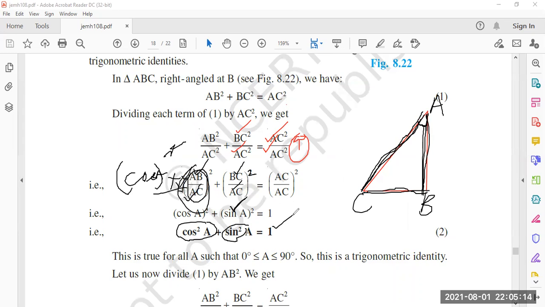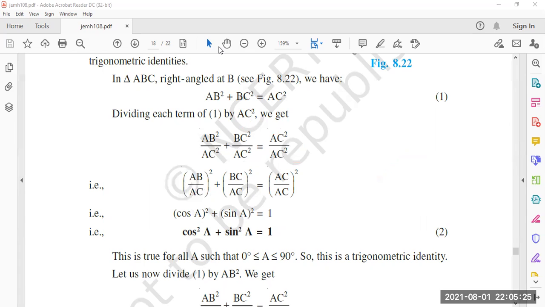So whatever you see here now in the bold letters, cos square A plus sine square A is equal to 1. That's the first and basic trigonometric identity. What is that identity? Sine square A plus cos square A, or you can say cos square A plus sine square A is equal to 1. Simple trigonometric identity. You can say sine square A plus cos square A, or you can remember it the other way also: cos square A plus sine square A is equal to 1.